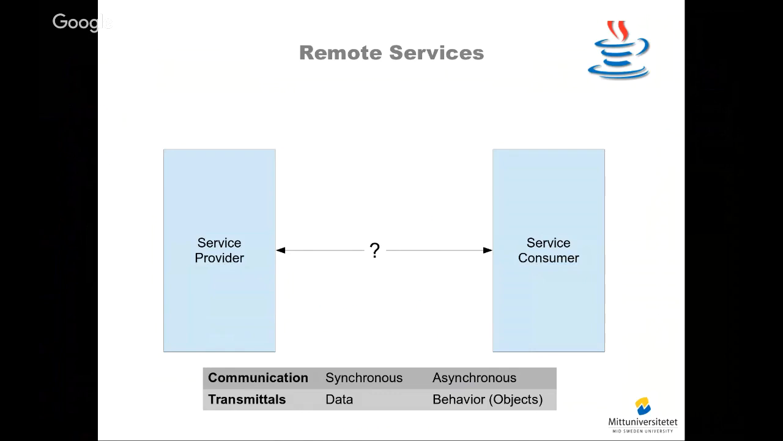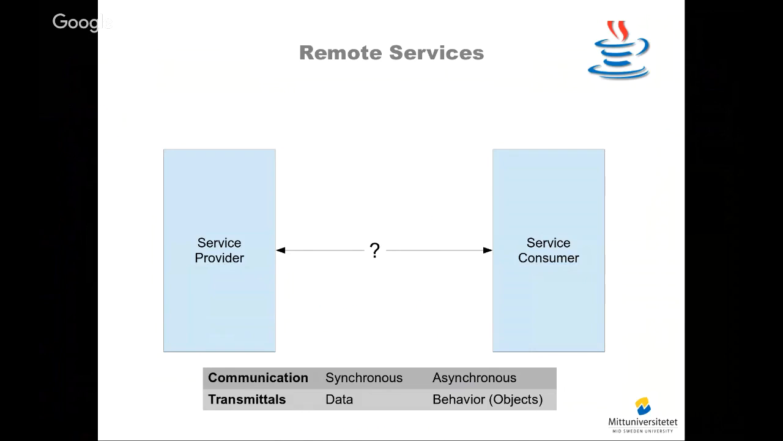And we differentiate between two dimensions here. We could even go further, but just to start with, we have these two dimensions, which is the type of communication in terms of calling semantics, which is either synchronous or asynchronous. And we have the transmittal, what's actually sent, the data or behavior. Are we sending data or are we sending behavior, which usually is equivalent to code or objects that actually encapsulate code.